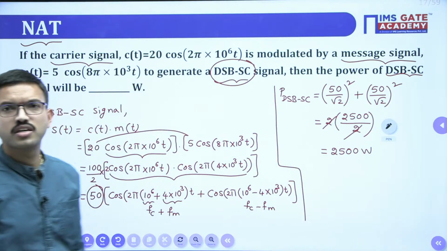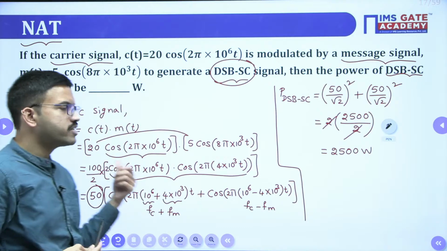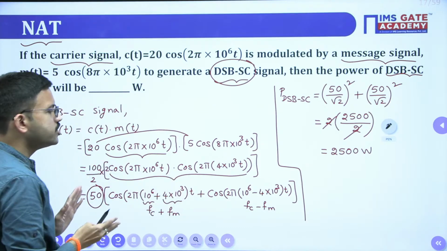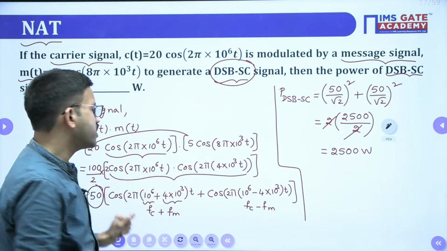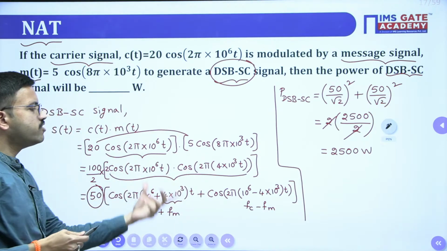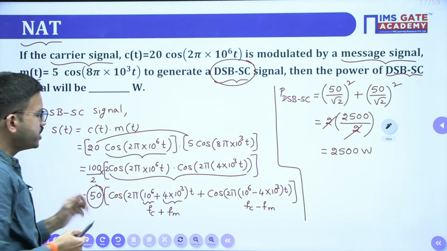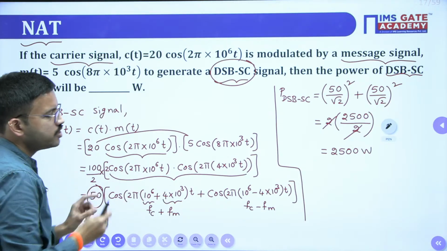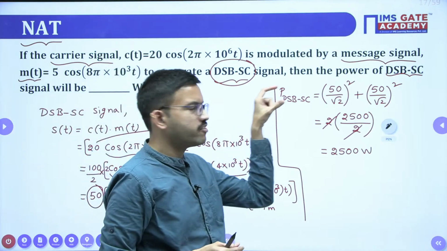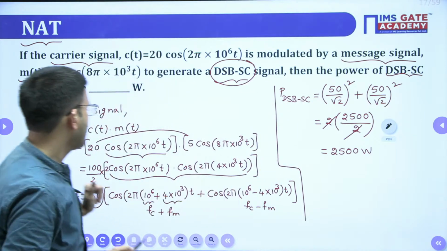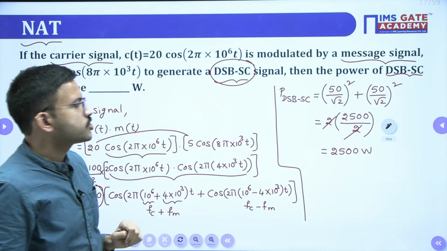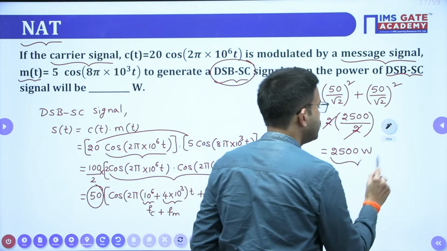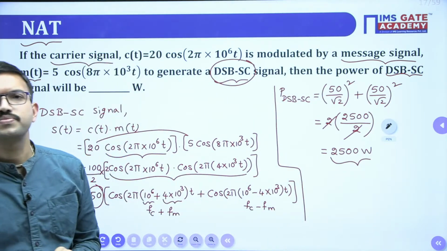Units are watts. I hope you might have studied this in your network theory subject also. Whenever you have AC signals with different frequencies, in order to calculate the equivalent AC power, you calculate the RMS value and substitute in the formula VRMS square divided by R. But here the R value we assume as 1. So the final answer for this question is 2500. Is it clear for everyone?